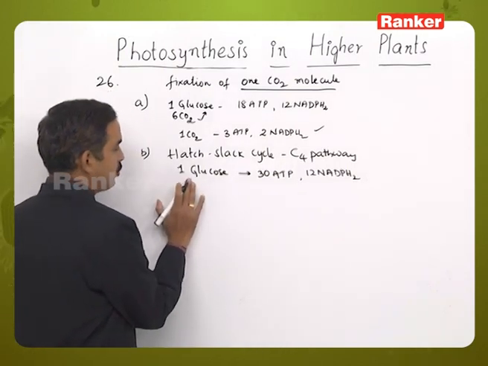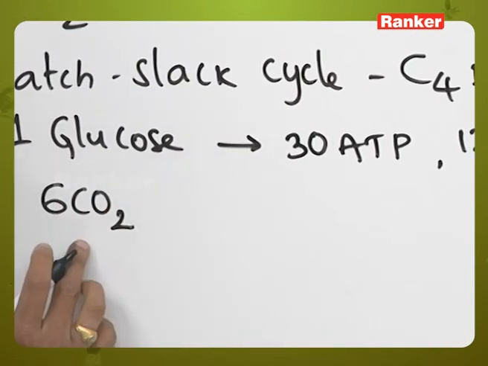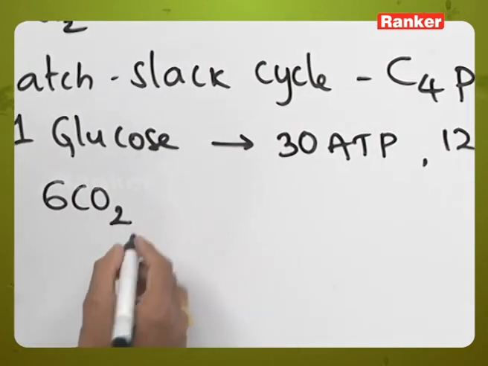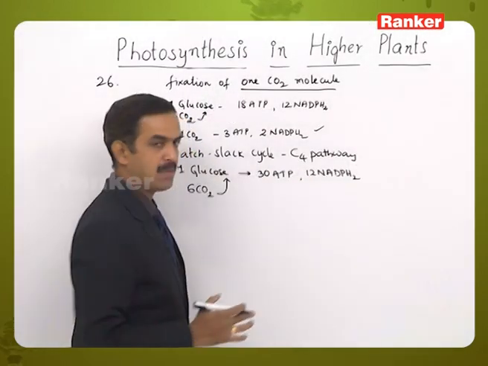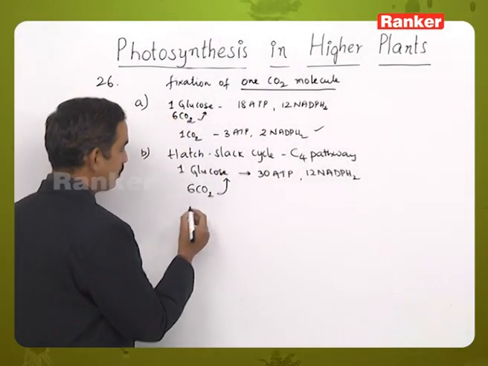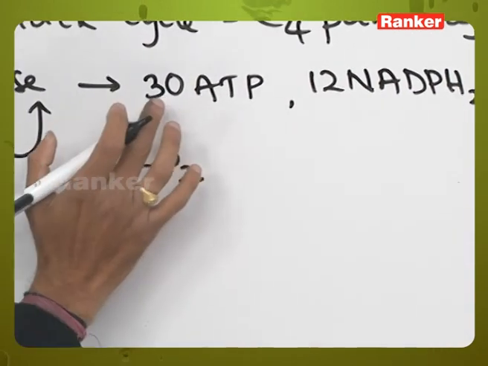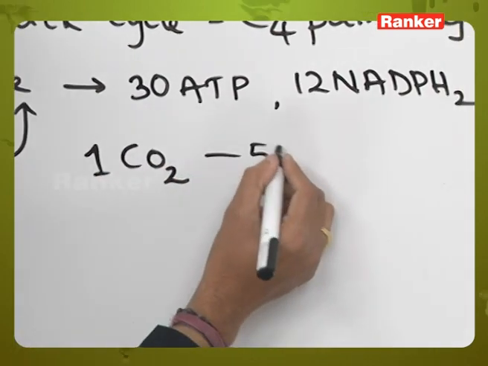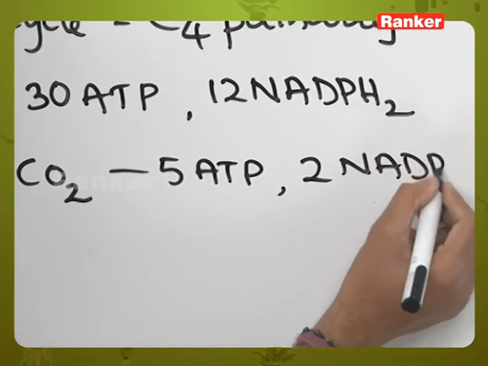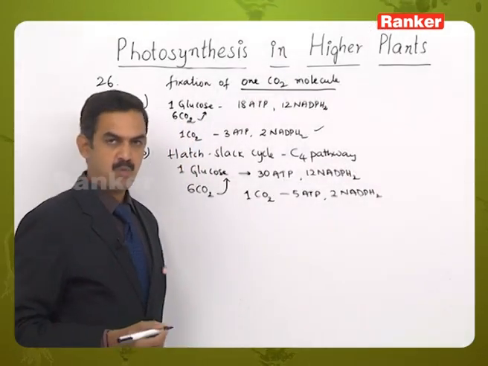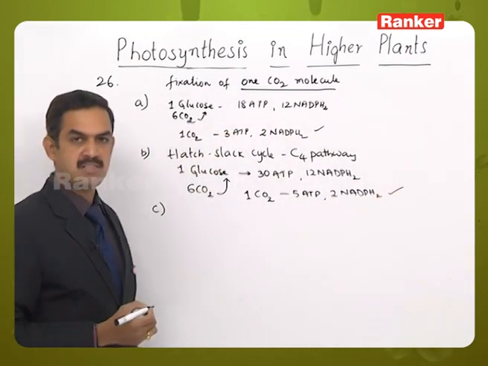As we know, to produce one glucose molecule, the Hatch-Slack cycle should operate 6 times. That means 6 carbon dioxides have to take part. So when 6 carbon dioxides take part to produce one glucose, there are 30 ATP and 12 NADPH. The question is related to one carbon dioxide molecule, so divide 30 by 6. That is, for this process 5 ATPs and 2 NADPH2 are required, and that means this is also correct. Let us come to the third option, that is C.